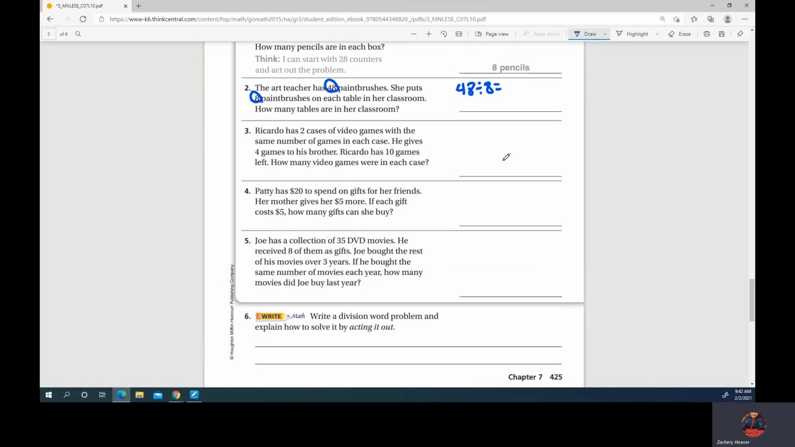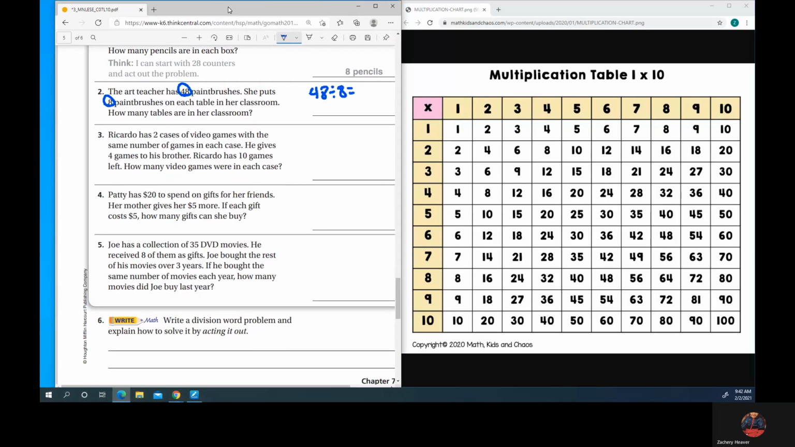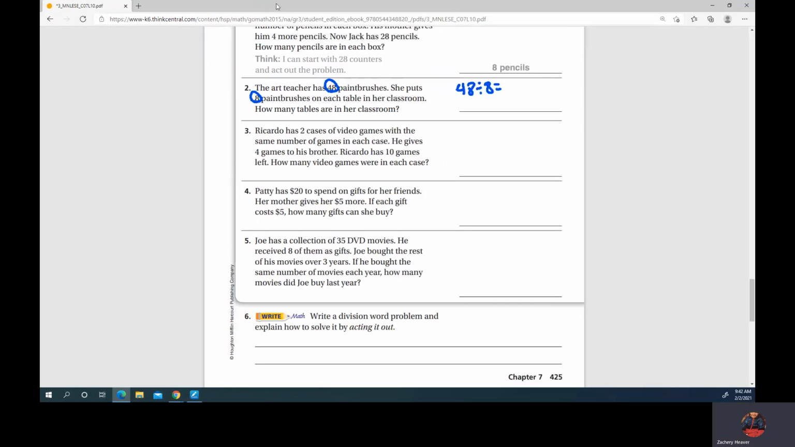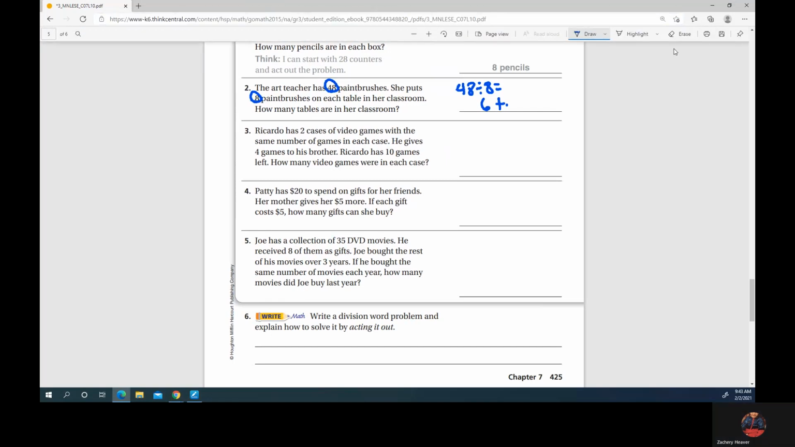48 divided by 8, and that's going to give us, well, let's look at our chart. Find 8, go down to 48. We're going over, going to be 6. So 6 tables. Make sure you have your equation. I want to see your equation. There we go. 6 tables.